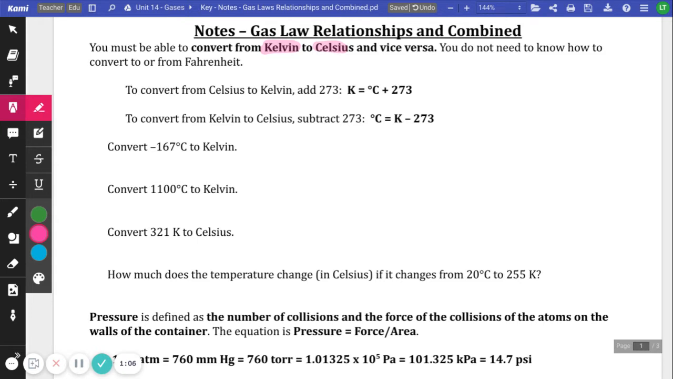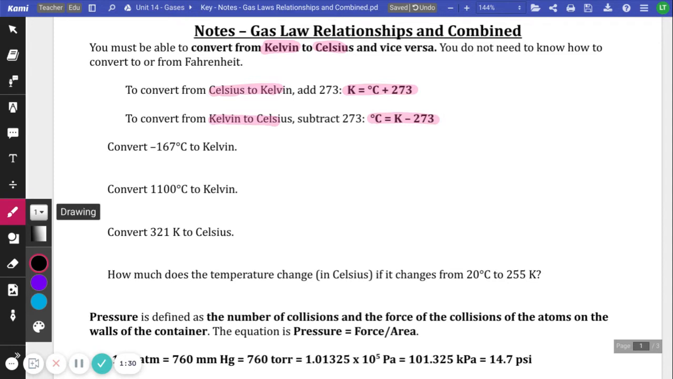If I'm going from Celsius to Kelvin, all I'm going to do is add 273 to that number. So your Kelvin temperature is your Celsius temperature plus 273. But if I want to go from Kelvin to Celsius, I'm just going to subtract. So my Kelvin temperature minus 273 is my Celsius temperature. All right, let's do a couple of example problems.